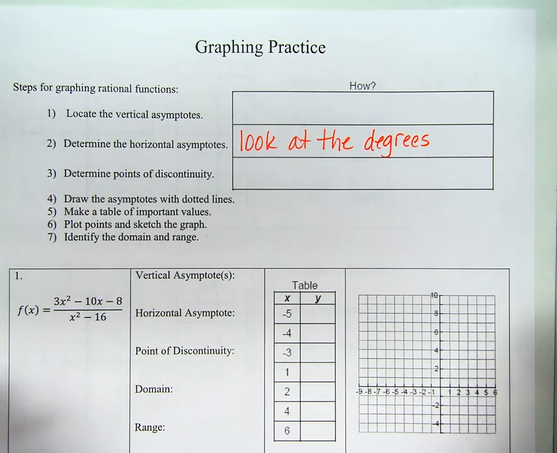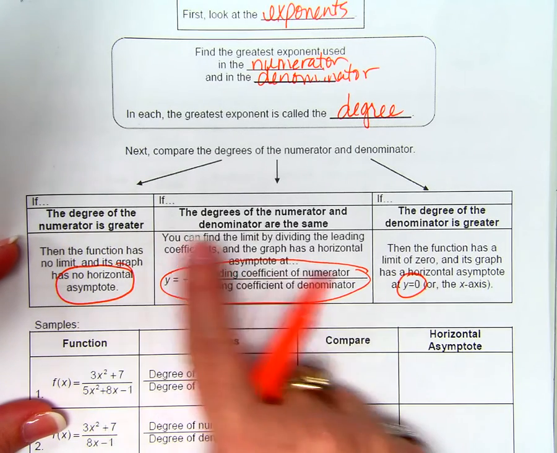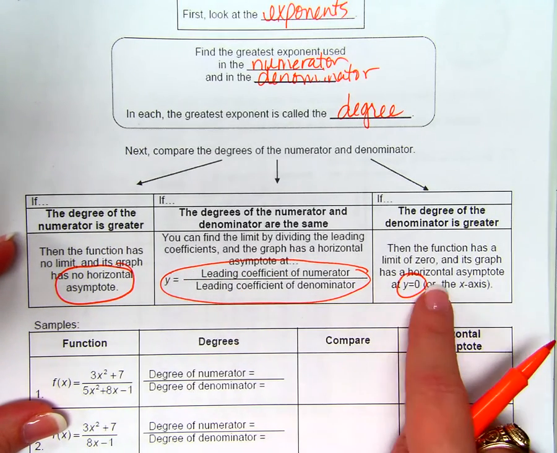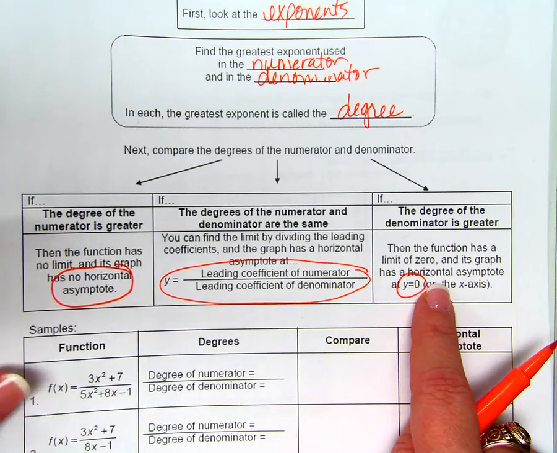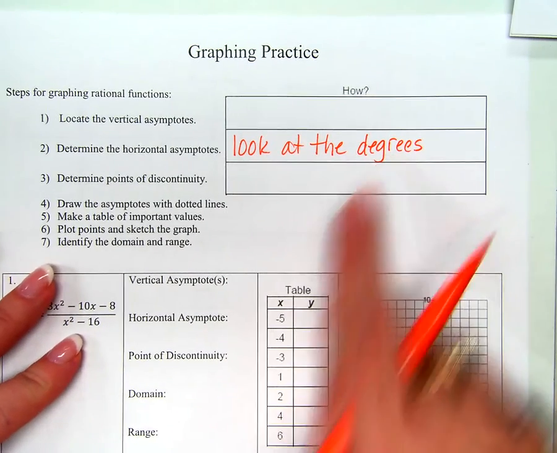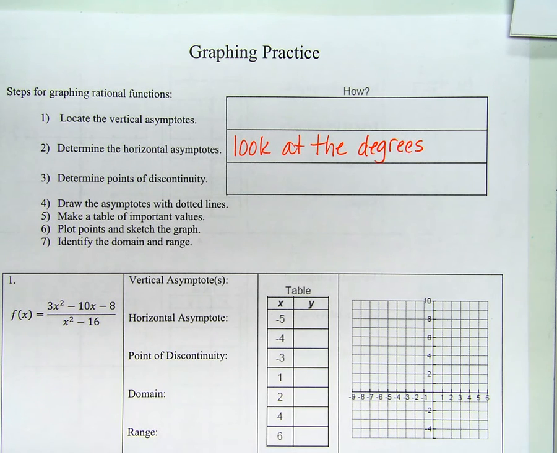Now there's other stuff we do. Remember from our worksheet from the other day, we look at the degrees. We decide if the numerator is greater or if they're the same or if the denominator is greater, and based on that we know what our horizontal asymptote is, right? Okay? So do you see what I'm saying? This is going to give us a start, reminding us what to do for each step. Okay? Now which one are you confident that you know how to do?